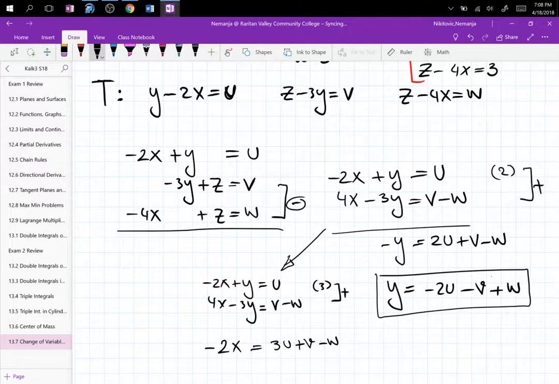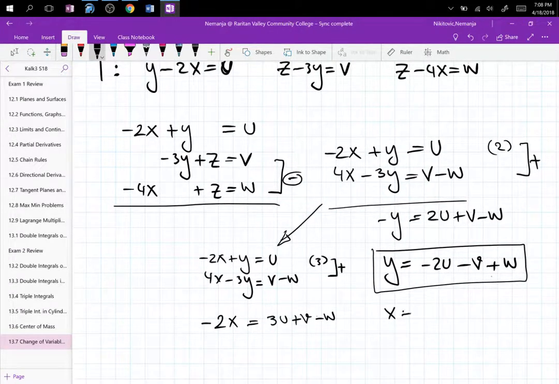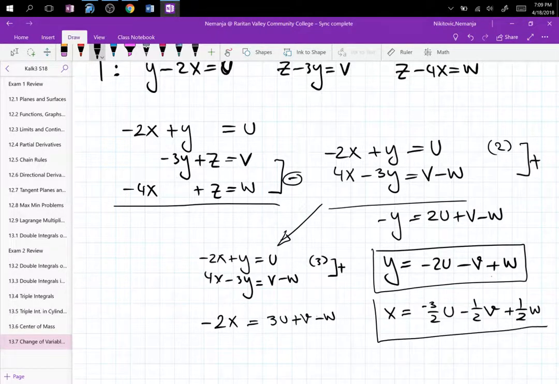So let's see one more time. 3 times this is negative 6 plus 4 is negative 2x. These die, 3u plus v minus w. Great. So I have the x equation from here, and that one divides through by negative 2. So I have negative 3 halves u minus 1 half v plus 1 half w. And that's the second equation.